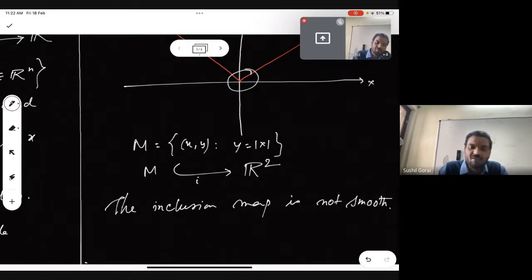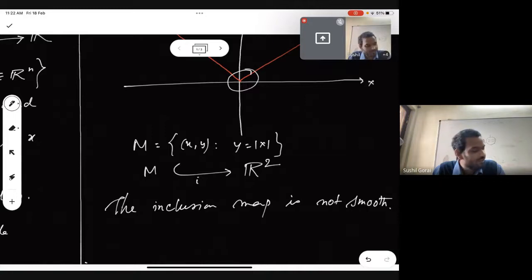So what it means is that this graph is not a submanifold of R2. When you look at the ambient space and the structure from R2, in that structure it is not a manifold. But you can always give a single chart and give a manifold structure, but that's not compatible with R2. All right, that is the point.